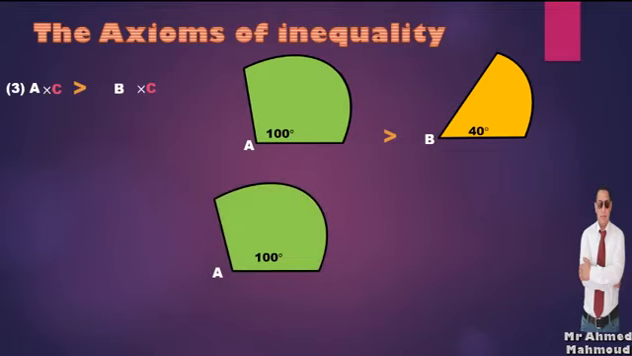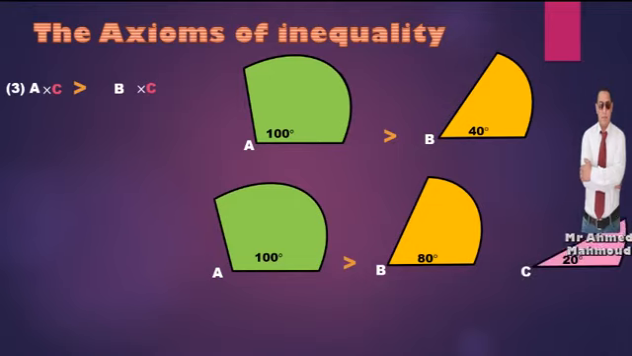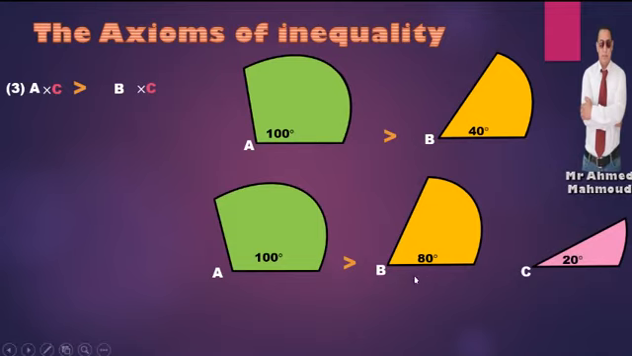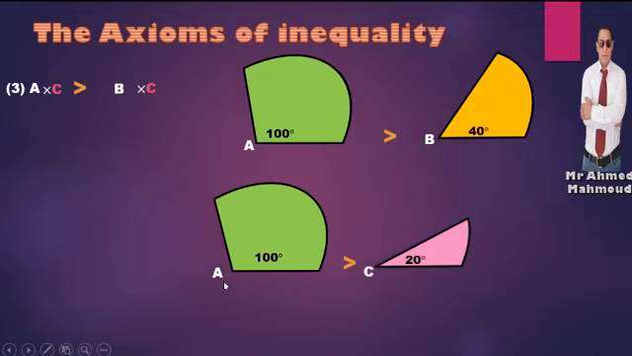Okay, the last one with us. If angle A equals 100 and angle B equals 80, and I need to compare between them, then A, 100, is greater than 80. Okay, if we have a third angle C, where angle C equals 20, then B, which is 80, is greater than 20. Now, if I need to compare between A and C, A is greater than B and B is greater than C, that means A is very big and C is very small. That means A is greater than C. It's very, very clear.